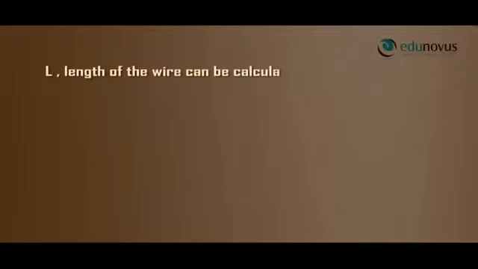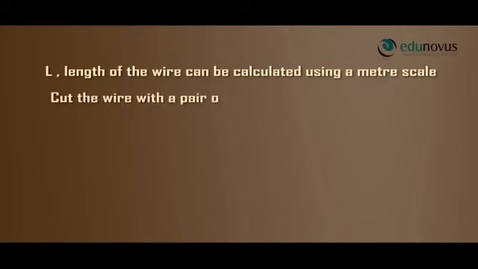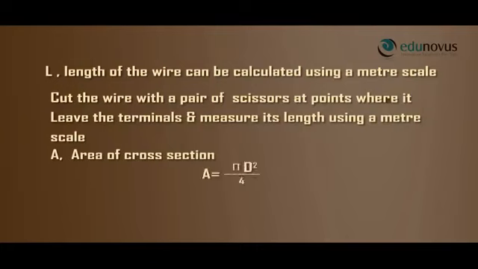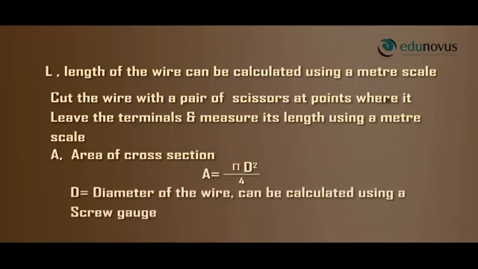Length of the wire L can be calculated using a meter scale. Cut the wire with a pair of scissors at points where it leaves the terminals. Measure its length using a meter scale. Area of cross section A is equal to πd²/4, where d is the diameter of the wire, which can be calculated using the screw gauge.